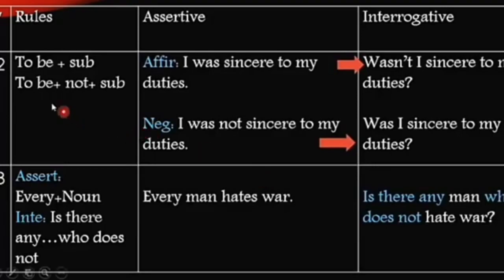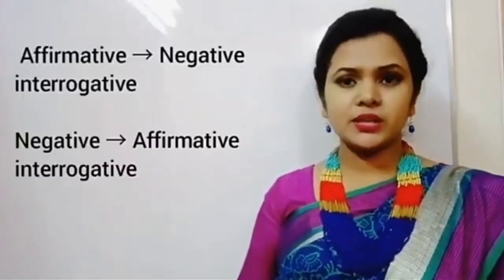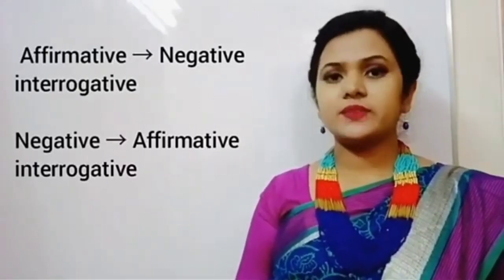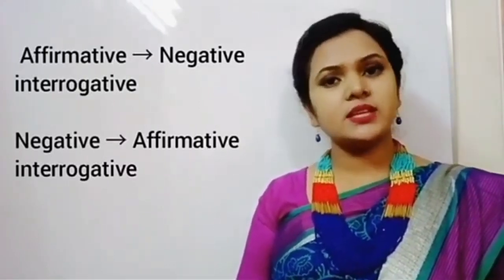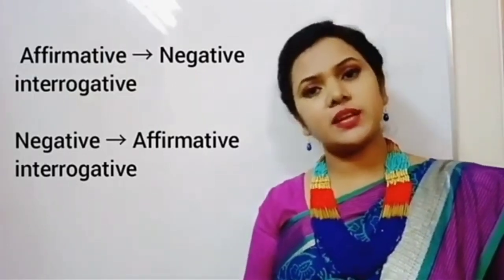Number 2 says, transforming an assertive sentence into an interrogative one. The first and foremost information that we have to keep in our mind is that there is also affirmative and negative in interrogative sentences as well. So, when you are asked to change an assertive sentence into an interrogative one, you should check whether the assertive sentence is affirmative or negative. If it is affirmative, then changing it into an interrogative one, the sentence will be changed into a negative interrogative.